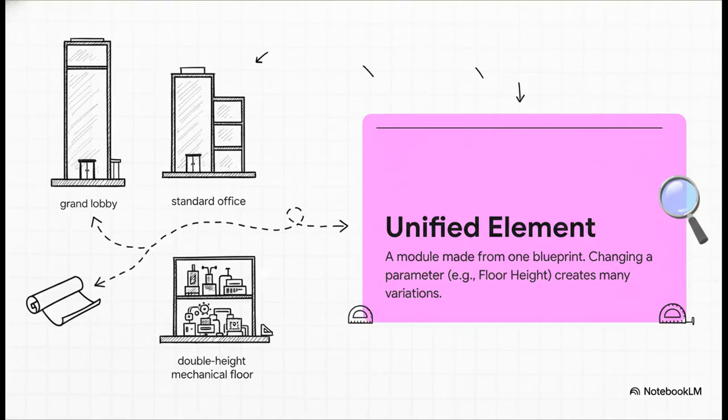And this slide just perfectly shows the payoff. By changing just one little parameter, in this case the floor height, our single master blueprint can spit out a standard office floor, a grand high-ceiling lobby, or even a double-height mechanical floor. See? One blueprint, tons of specialized results. If you remember anything, remember that.